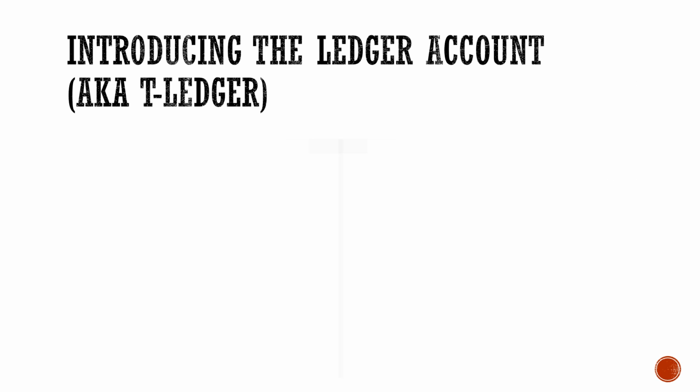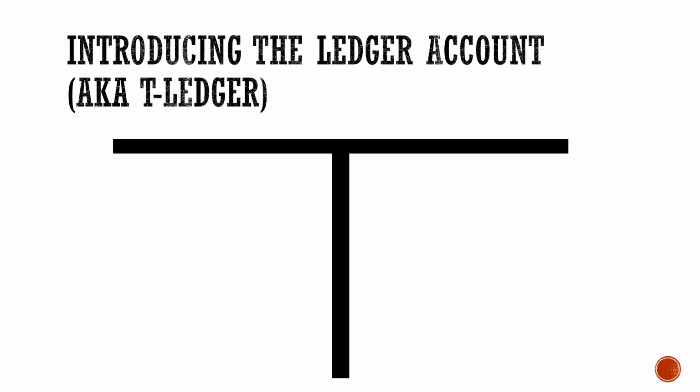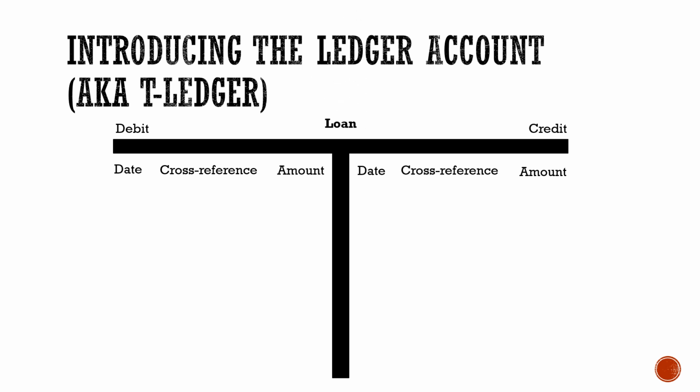In this video, we're going to look at how we record in the general ledger. This is a ledger account, which is also known as the T ledger. The debits are recorded to the left and the credits are recorded to the right. And on each side, we have the headings: date, cross-reference, and amount. The ledger account can be created for any accounts, such as inventory, loan, capital, and bank.